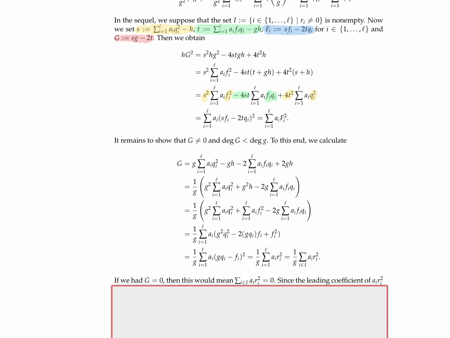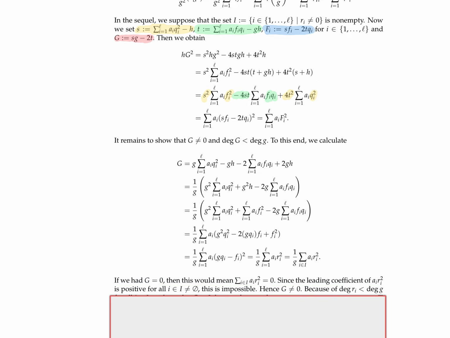So why can g not be 0 now? If we had g equals 0, then this would mean that this sum would be 0, but the leading coefficient of this sum is positive for all the leading coefficients of the terms in this sum, which are polynomials over k, for all i in I, because ri was not a 0 polynomial, and the leading coefficient of this polynomial is ai times the leading coefficient of ri squared, which is clearly positive then.